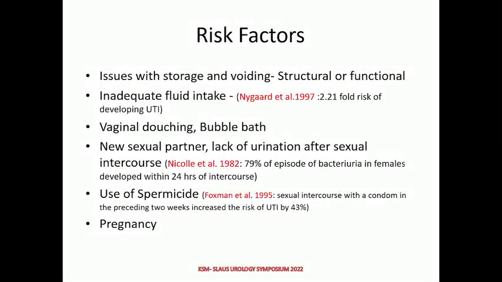The risk factors: whatever the issues are with storage and voiding, functional or structural, will cause urinary tract infection. And then inadequate fluid intake, which will increase the risk of urinary tract infection about 2.2-fold. And vaginal douching, bubble bath, new sexual partner, lack of urination after sexual intercourse. It has been shown that 79% of bacteriuria has been noted within 24 hours of intercourse. And then use of spermicide: if there's sexual intercourse or spermicide used within a couple of weeks, there's a 43% chance of bacteriuria.